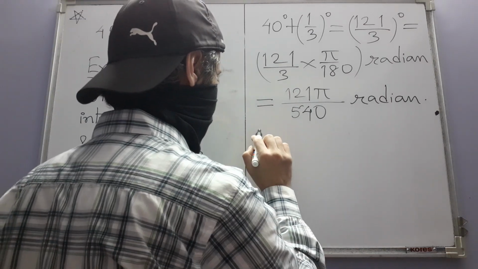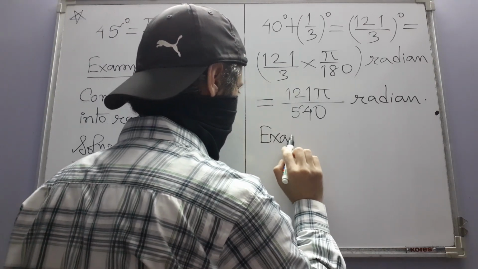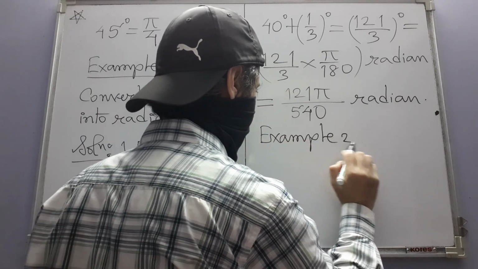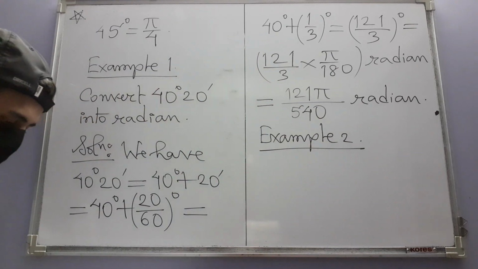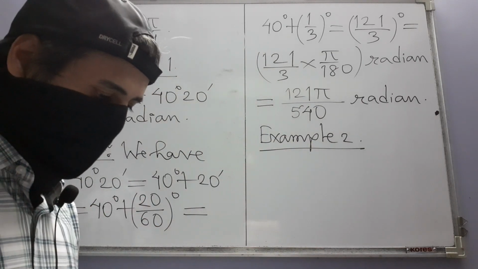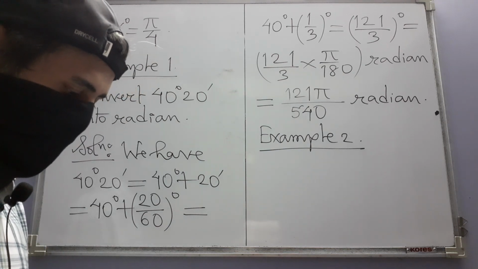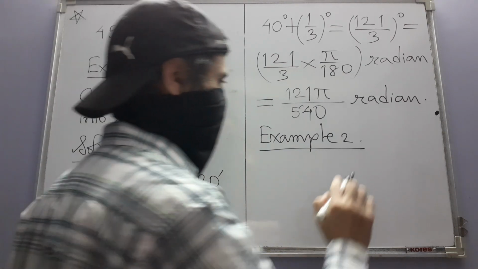Next example, 2. Here of course we have to do the opposite. Convert 6 radian into degree.